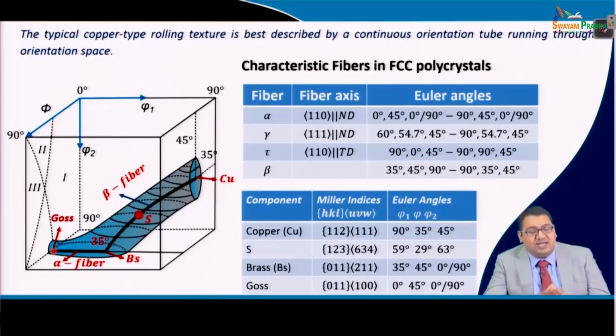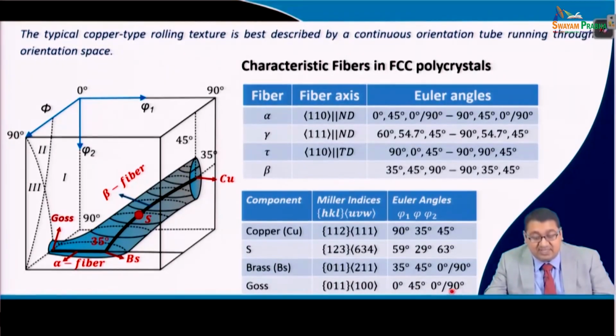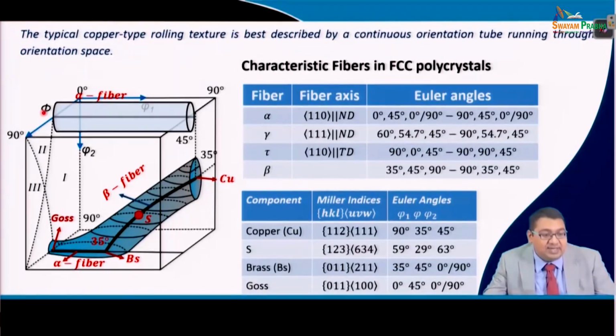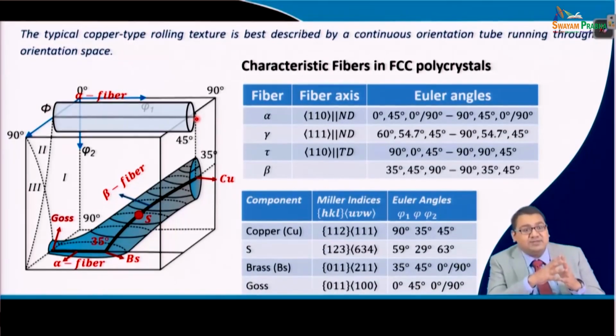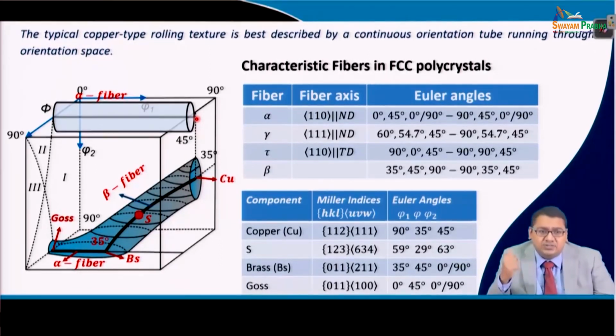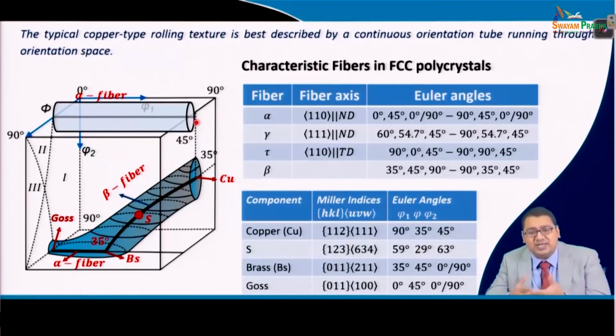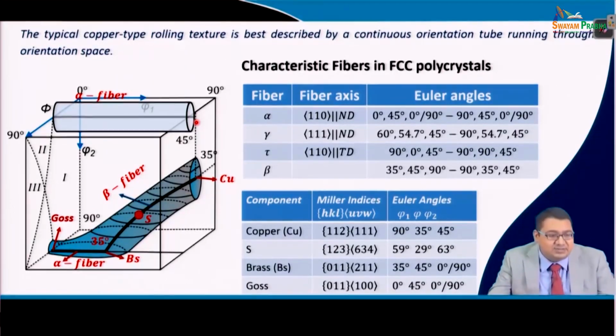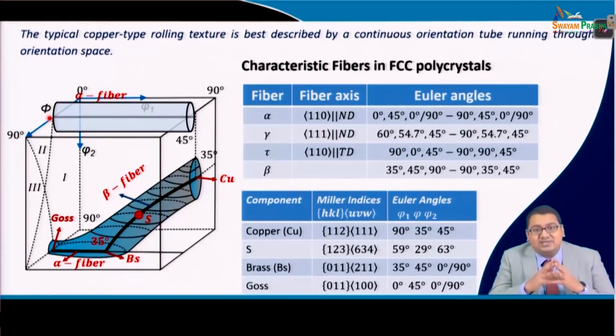It also forms at 0 degree, 45 degree and 0 degree. So, an alpha fiber may form here also. So, the alpha fiber is the fiber which is parallel to phi 1. Phi 1 is the rotation about ND, and so the fiber which is parallel to phi 1 is a fiber which is parallel to ND and is known as the ND fiber, right. And you see that in this case the ND axis, that is the 110, is constant. So, this fiber is the 110 fiber, right.